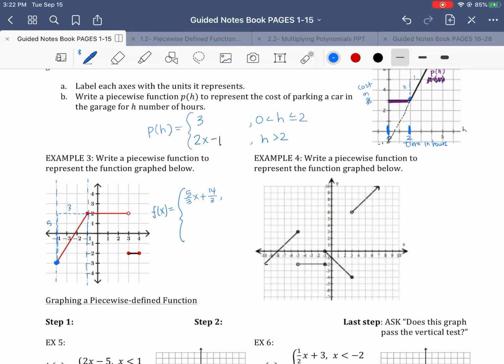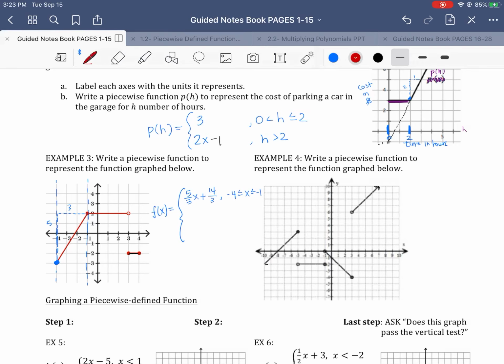When we're looking at that now, again, this piece lies between -4 and -1. So when we restrict the domain, we say -4, and that was a closed circle, and there was a closed circle at -1. So that's the domain restriction for that piece.